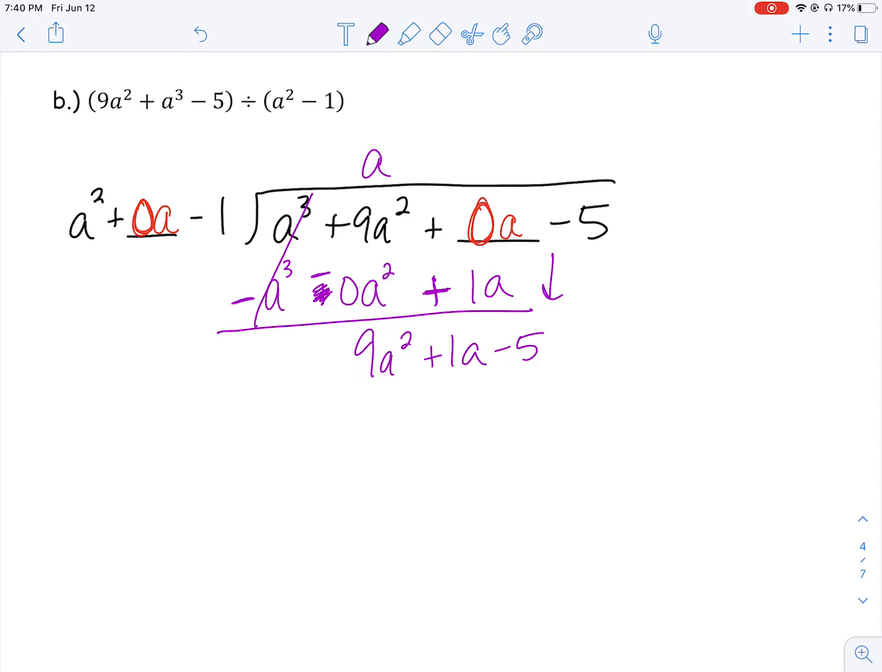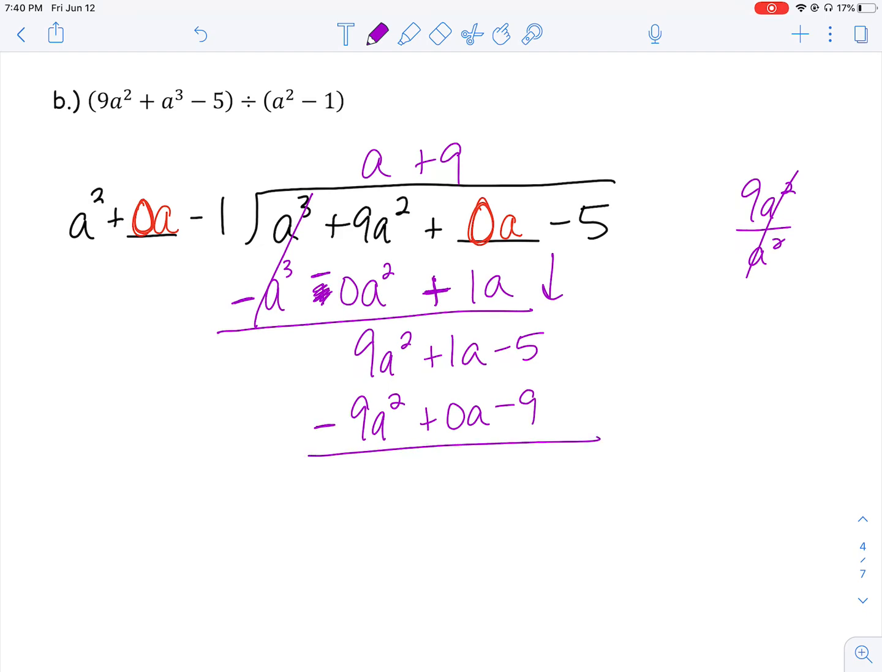All right, let's do it again. I'm going to take the 9a squared and divide it by a squared. So 9a squared divided by a squared is just 9, isn't it? A positive 9. All right, let's multiply it through. 9 times a squared is 9a squared. 9 times 0a, be careful, it's 0a, isn't it? Not 9. 9 times 0 is 0a. And 9 times negative 1 is negative 9.